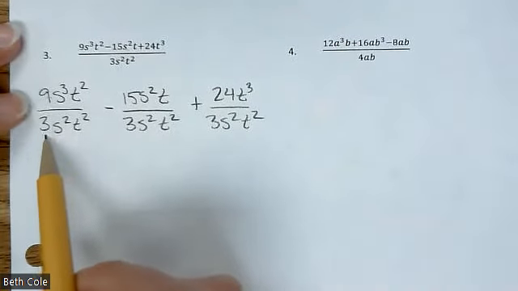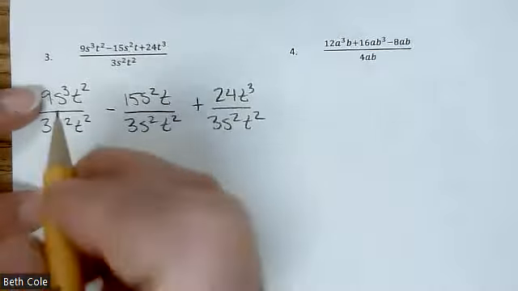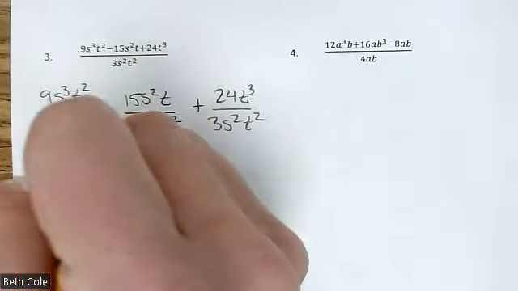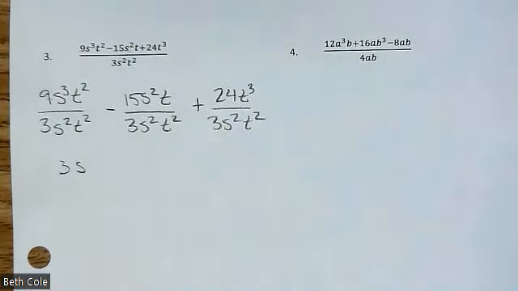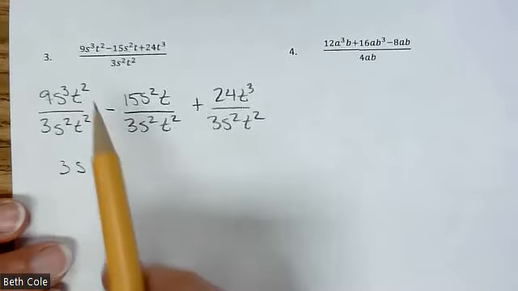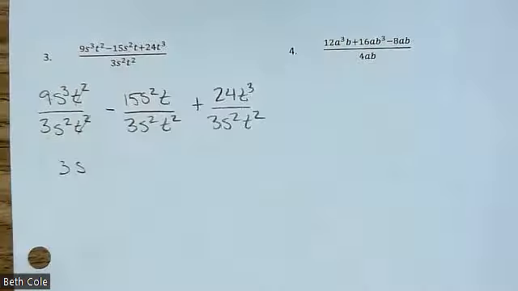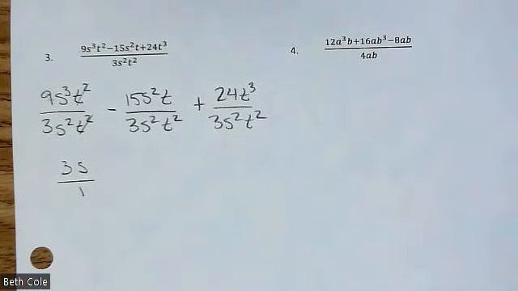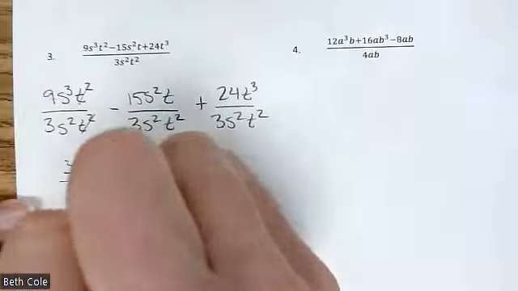9 divided by 3 is 3. Good. Look at the S's. It's a tug of war. Which side wins? The top by how much? 1. I'm not going to write the 1, but you can if you want to. And then what happens to the T's, the T squareds? They cancel, they're gone. So there is nothing in the denominator. If you want to leave that over 1, you can, or you don't have to. Again, writing those 1s most of the time is optional.